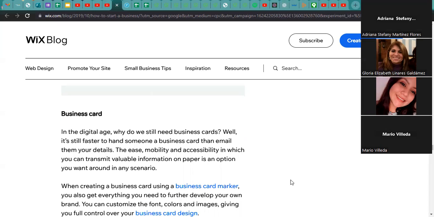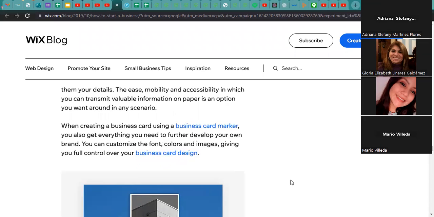Okay, business card. In a digital age, why do we still need a business card? Well, it's still faster to hand someone a business card than an email. Then your details, that is the mobility and accessibility with which you can transmit valuable information on paper, is an option you want around in any scenario. When creating a business card using a business card maker, you also get everything you need to further develop your own brand. You can customize the font, colors, and images, giving you full control over your business card design.